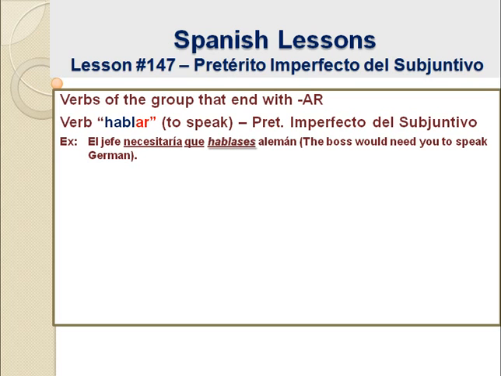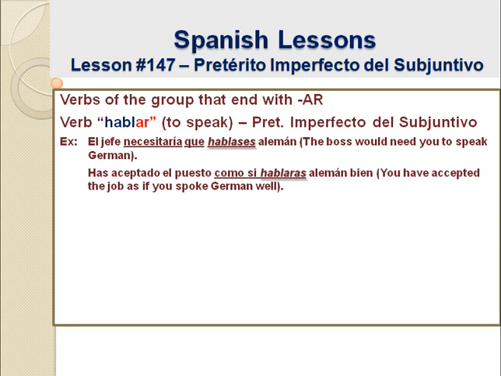Here you can see the translation: the boss would need you to speak German. Alemán means German, jefe means boss. Okay? Necesitaría means would need, right? So, el jefe necesitaría que hablases alemán. Here, the verb hablases is in pretérito imperfecto del subjuntivo.